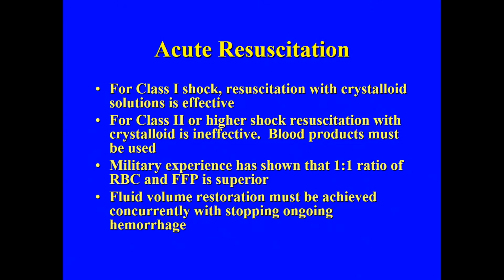The recommendations for acute resuscitation are shown here. For Class 1 shock, resuscitation with crystalloid solutions is effective in restoring normal homeostasis, provided there is no ongoing source of hemorrhage. For Class 2 or higher shock, resuscitation with crystalloid is ineffective in restoring normal homeostasis, and blood products must be used. Military experience has shown that a 1-to-1 ratio of red blood cells and fresh frozen plasma is superior to other ratios of blood products. Fluid volume resuscitation must be achieved concurrently with arresting ongoing hemorrhage.